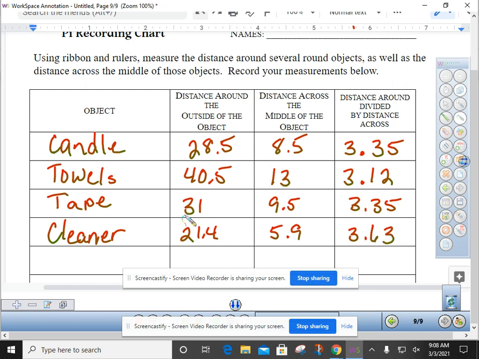And Carl, what did y'all get on the Pringles can? 23 centimeters divided by 7.4. And what did you get? 3.1. Okay, everybody, get where you can see the board. What do you notice here? They're all threes.